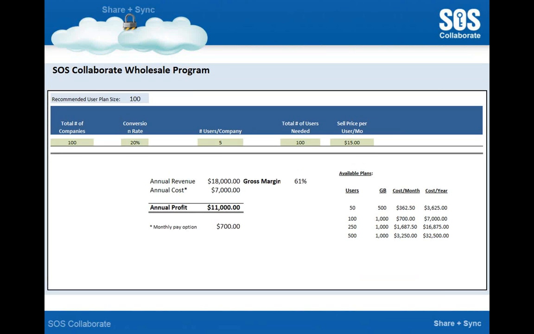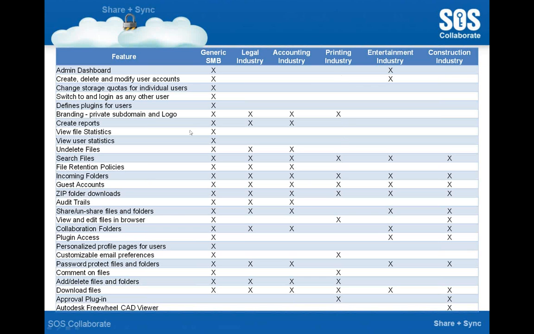But flipping through again, just to give you a perspective of all the different features of the product and which end user industries might be interested in it. There's an admin dashboard where you can create and modify user accounts, control quotas, and log in as any of your users. There are plugins that let you view AutoCAD files and edit documents in the cloud. It can all be branded.